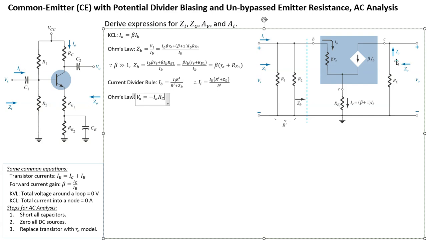Okay, now we can replace IO right now with beta IB, because that's what it is. So then finally you're going to get a negative beta IB times RC. All right, so that's our VO.